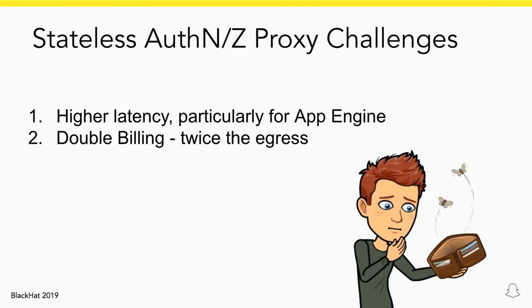So this works for low scale things. There's basically two big problems here. One is latency, because we've added an additional hop, particularly for App Engine. And the second one is cloud's bill on egress, or at least Google and Amazon. And because we're egressing twice, we're getting billed twice for all of our traffic. And so this becomes incredibly expensive if we want to do high QPS.